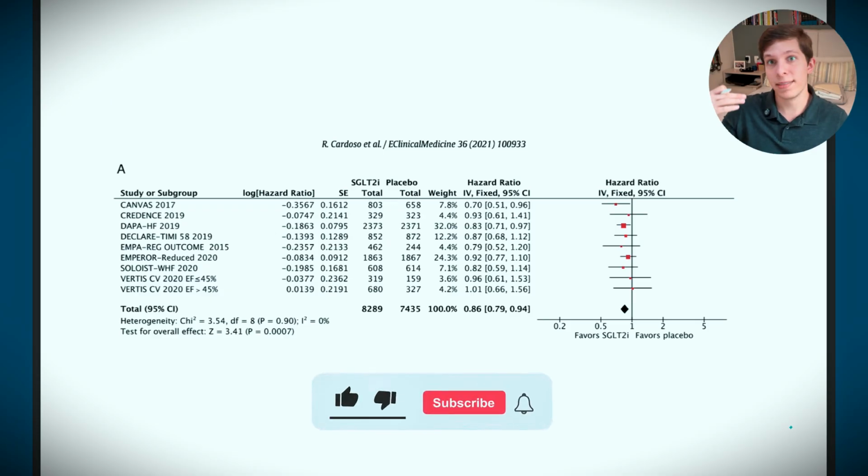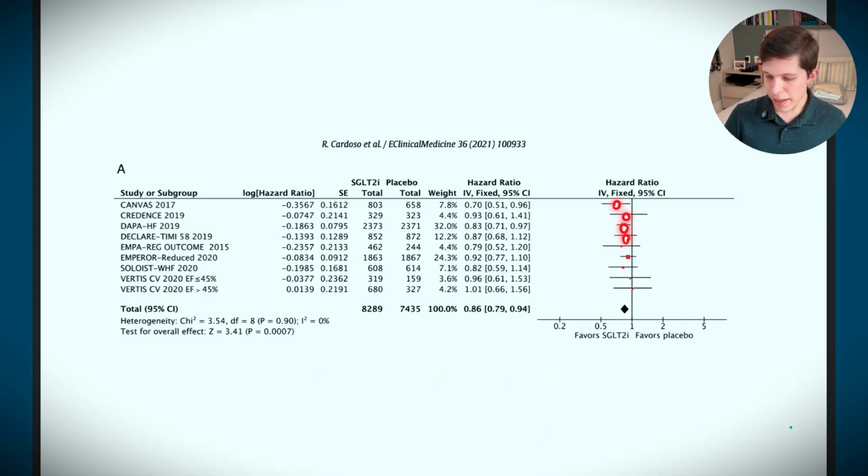And, because they carry more patients, overall they carry more data. See those red squares? They represent the point estimations of each individual study. For example, you see that the lowest hazard ratio possible was the one from Canvas 2017.